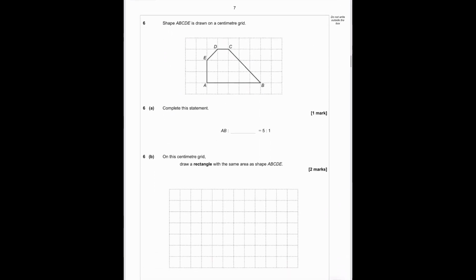Complete the statement. AB to something is 5 to 1. So A to B is 5 squares. So we need a line which is 1 square, which is there. So AB to DC.